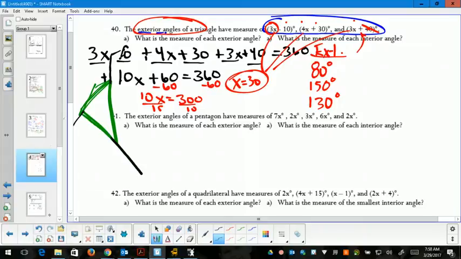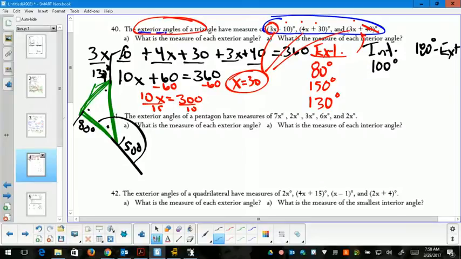Here's our triangle. I know that one of these is 80, that one of them is 150, and that one of them is 130. How do I find the interior angles? If I know this exterior angle, how would I find this one? Subtract it from 180. It's a linear pair. They're supplementary. So to find part B, which is asking for the interior angles, I'm going to do 180 minus the exterior angles. And similarly, if I knew the interior angles and wanted the exterior, I could do 180 minus the interior. So this one, 180 minus 80 is 100 degrees.